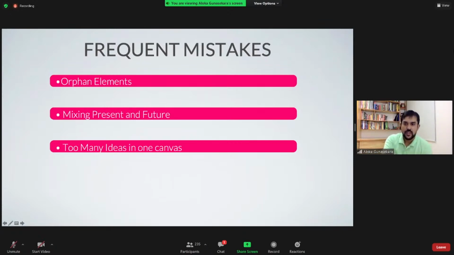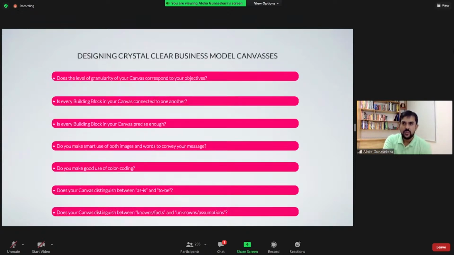Right. So moving on. I'm seeing a raised hand. All right. Yes, these are things that you can do to design crystal clear business model canvases. And there are many, so let me go through them quite quickly. There's a level of granularity that you have. Does it correspond with the objectives? Is every building block in your canvas connected to another? There has to be a connection between all these things that you are going to write.